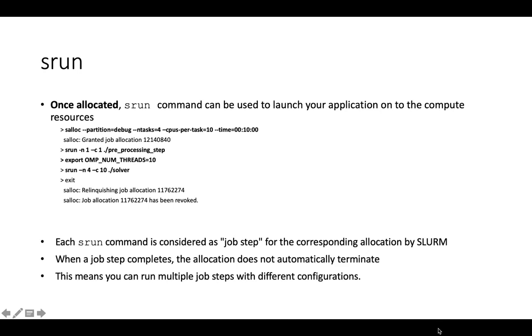In this example, srun command launches a pre-processing step on a single CPU. Once completed, the next step with 4 MPI processes, each capable of spawning 10 OpenMP threads, is launched. Once this step is completed, we can exit from the granted allocation to terminate the job.